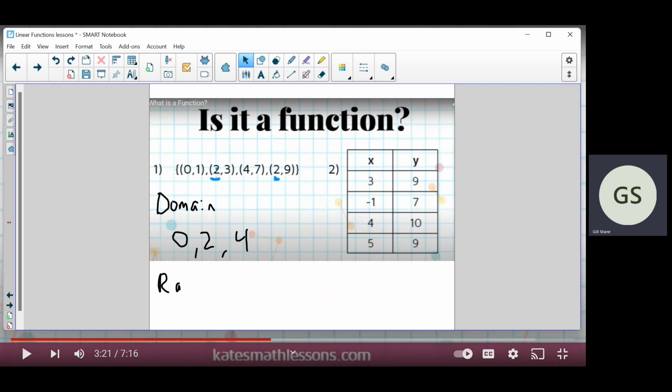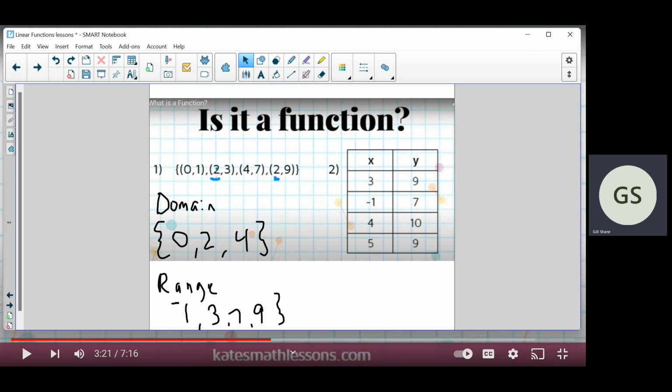The range comes from the Y values. And normally you'd see this in brackets, something like this. Those are horrible brackets, but you'll see it in class if you just missed the particular day of this lesson. So I would write all of the Y values in order from smallest to largest. They're really already in order from smallest to largest. So that's my range.